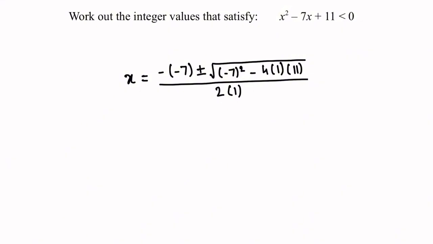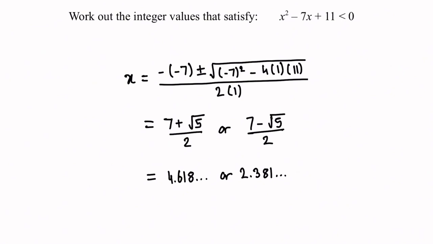So back to the question, I've subbed in all the values, and that gives us these two solutions, 7 plus root 5 over 2 or 7 minus root 5 over 2. And as decimals, those are the numbers that we get.